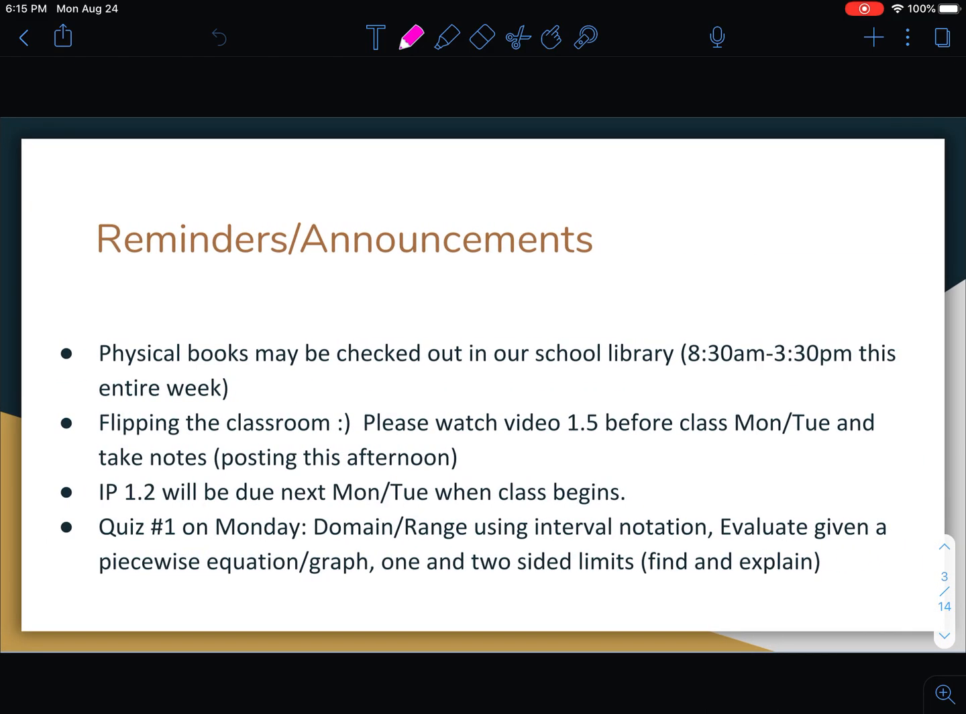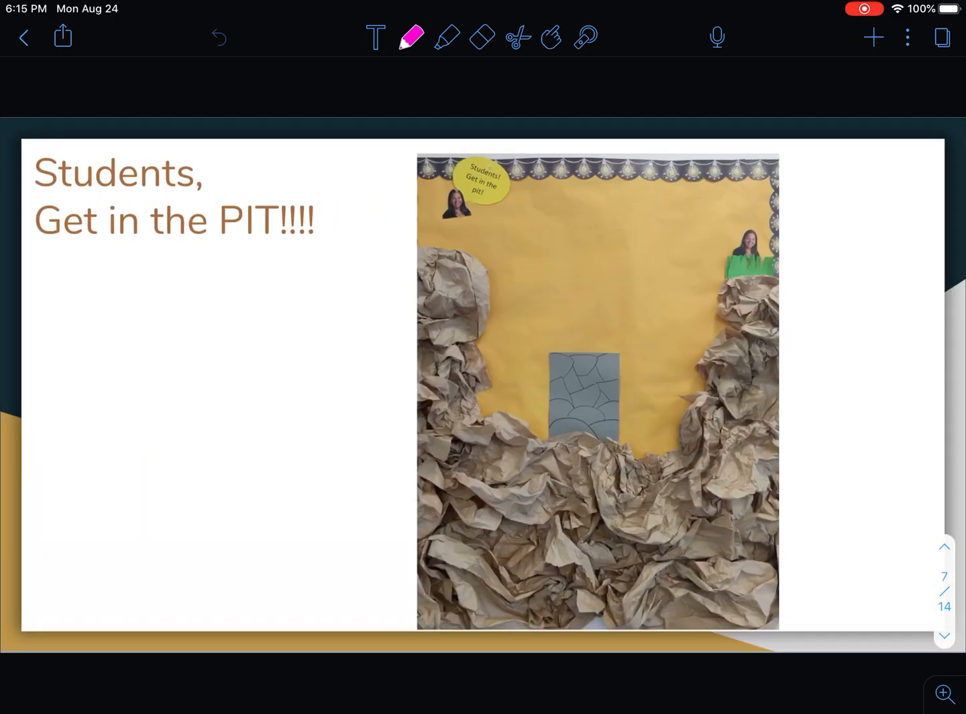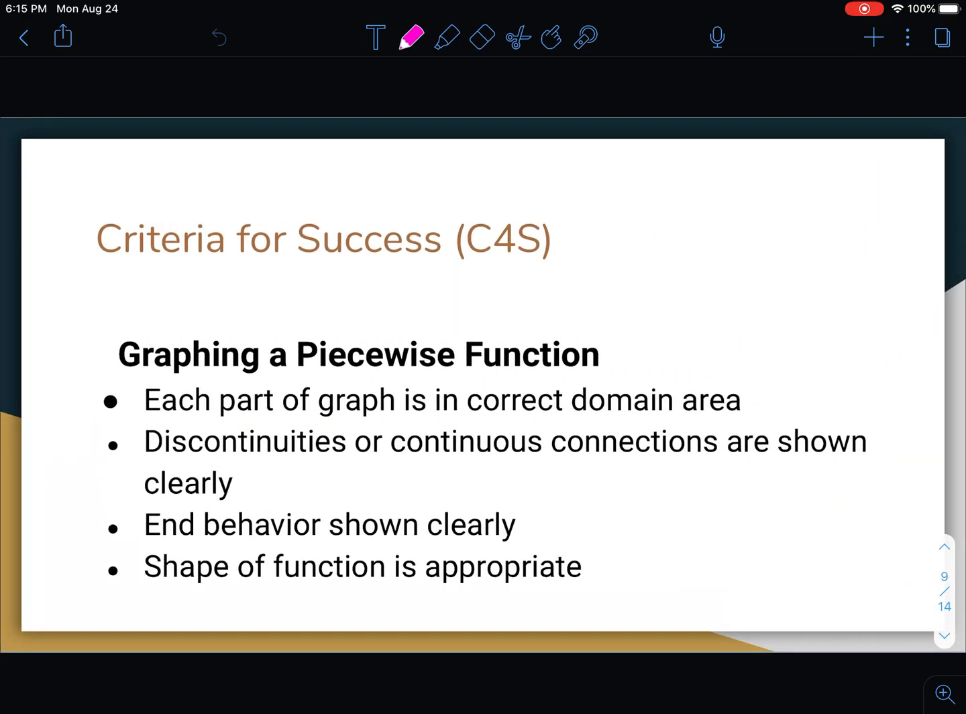All right, I'm going to get through a bunch of these beginning slides because that is not part of the lesson, and here we go, we're getting into the meat. So your learning goal, and obviously please pause so that you can write down this information, is that you can graph a piecewise function and also that you can identify the location and describe the type of discontinuity of a function given the graph or the equation. So those are our goals for today.